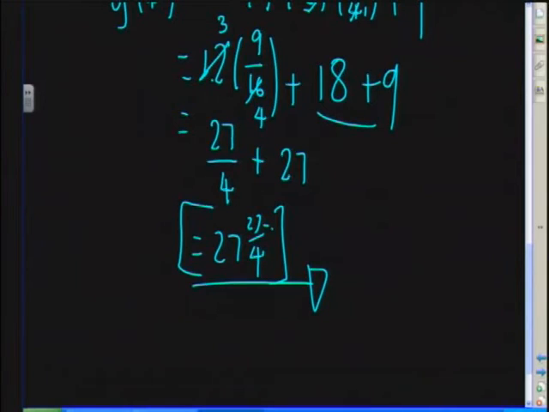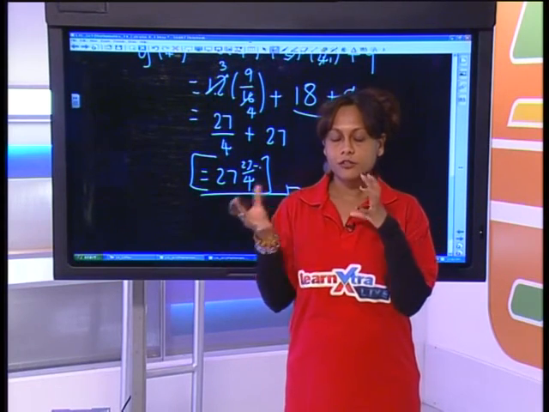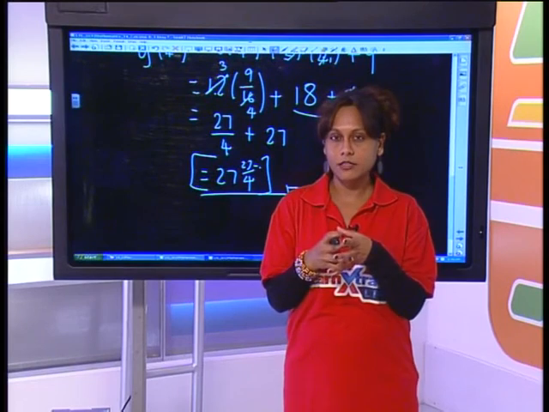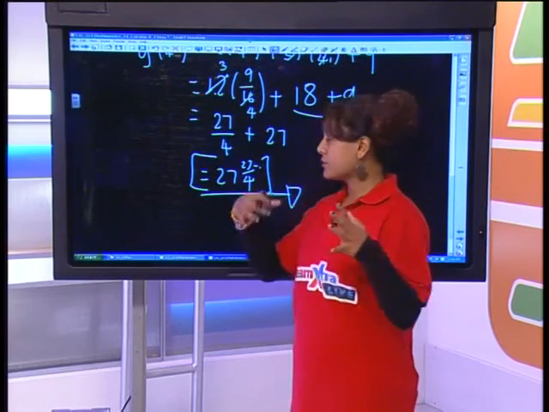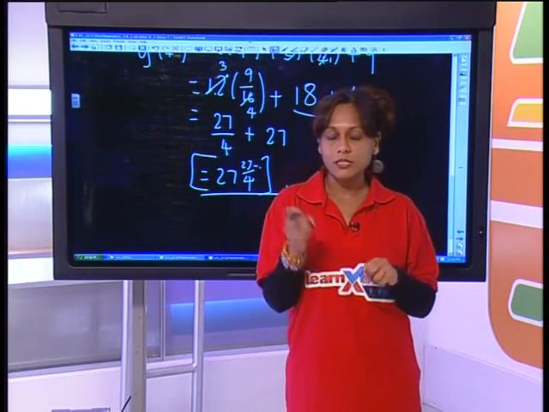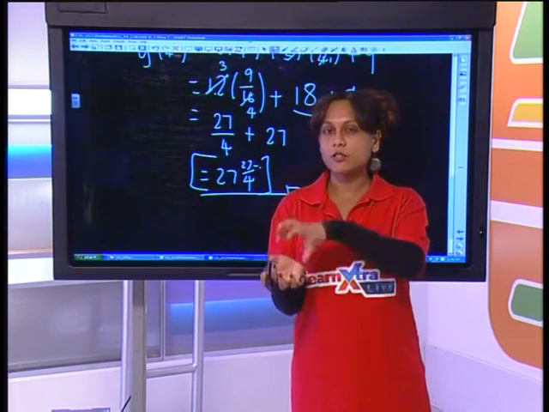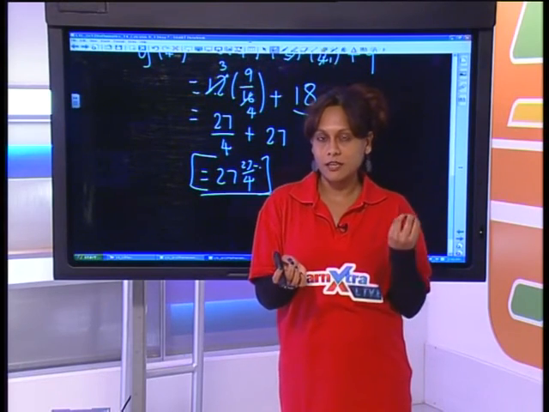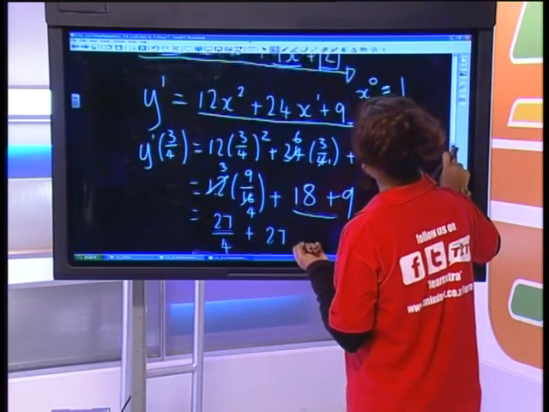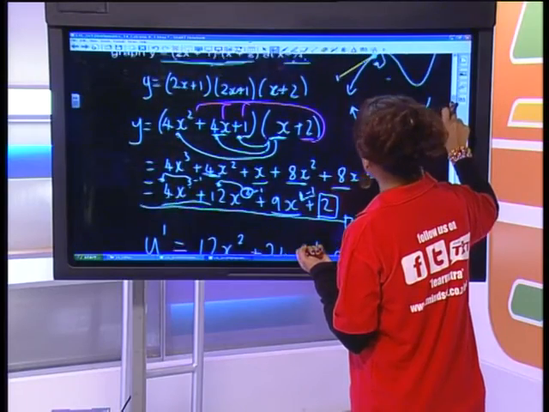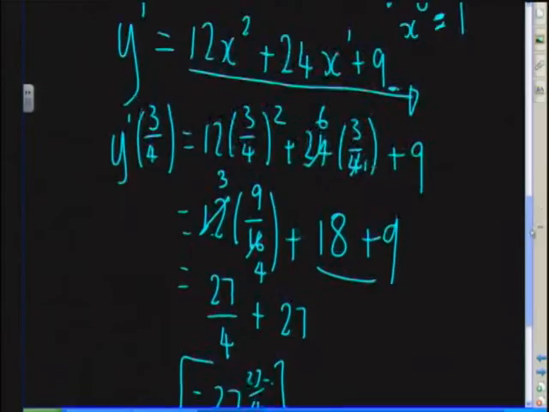Okay, and it looks kind of strange, but what I've found is the gradient of the curve at the point of contact. So the gradient of the curve at the point of contact is going to be 27 and 27/4. Now that we've got the gradient of the curve, remember the gradient of your tangent is going to be exactly the same. So therefore the gradient of your tangent is also going to be 27 and 27/4.